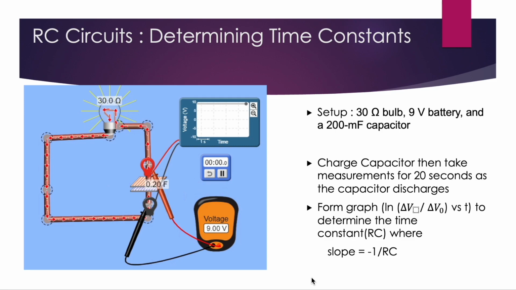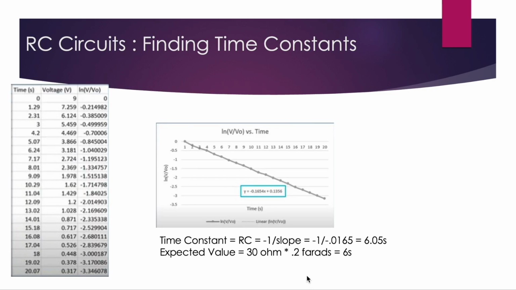Time constants. The setup for this is a 30 ohm bulb, a 9 volt battery, and a 200 mF capacitor. With the charged capacitor, we take measurements for 20 seconds as the capacitor discharges. Next, we will form a linear graph to determine the time constant. From the data as shown on the table on the left, this results in the graph shown in the middle. Based on this graph, we determine that the time constant is 6 seconds. The expected value of this was also 6 seconds.